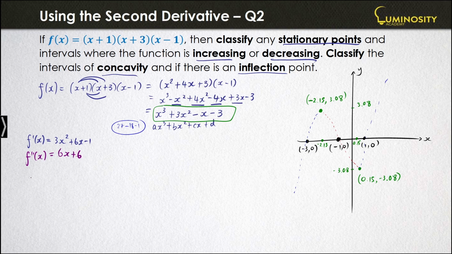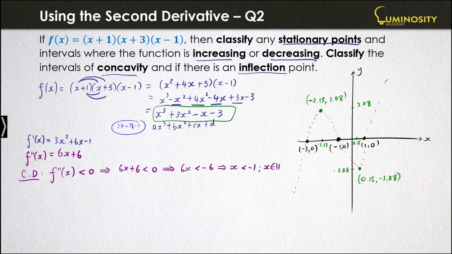So for concave down, that must be the second derivative less than 0. So let's solve that: 6x plus 6 less than 0. So it's a linear inequality. We can solve for it. Bring the 6 across. I have 6x is less than negative 6. Then I can divide both sides by 6. And because 6 is positive, it doesn't change the sign. So x is less than negative 1.